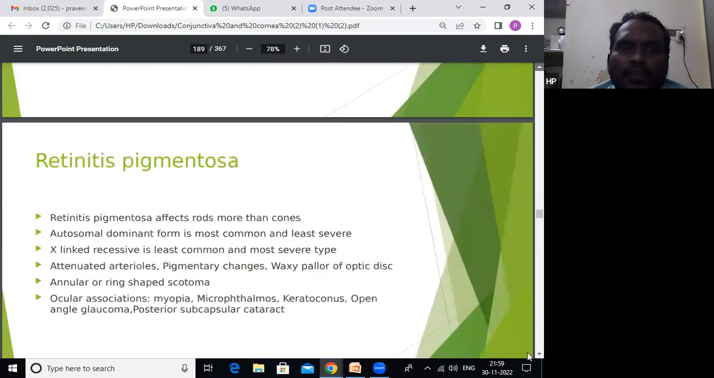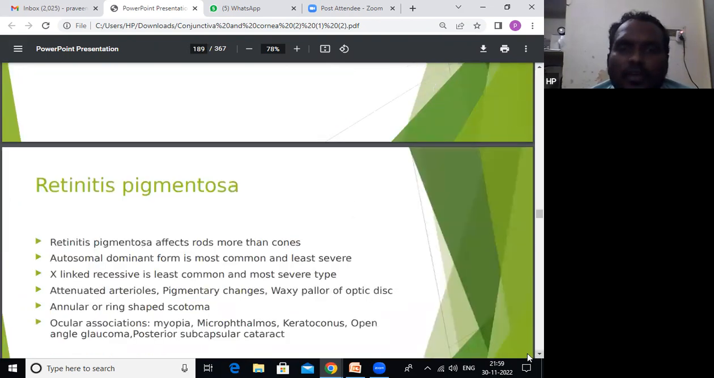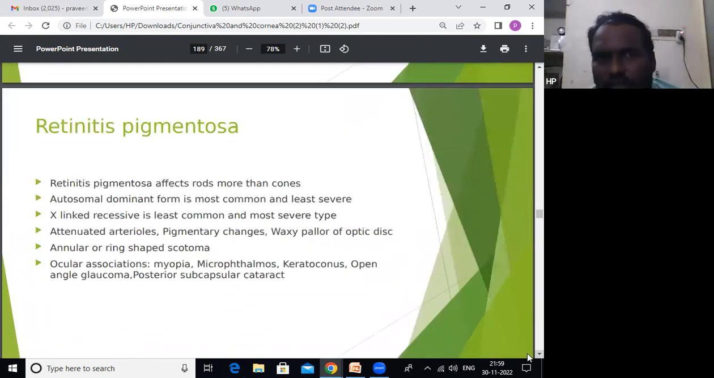Retinitis pigmentosa. Retinitis pigmentosa is a disease of rods or cones? It's a disease of rods. That's the first question. Then you have, what is the classical triad of retinitis pigmentosa? Night blindness is the most common symptom. The fundus findings have a triad, characterized by waxy pallor of the optic disc, arteriolar attenuation, and jet black spicules or bony spicules.